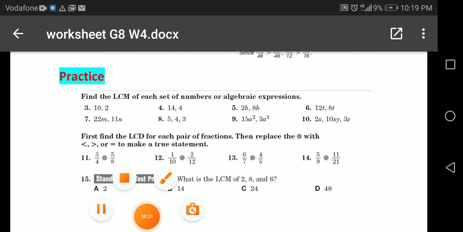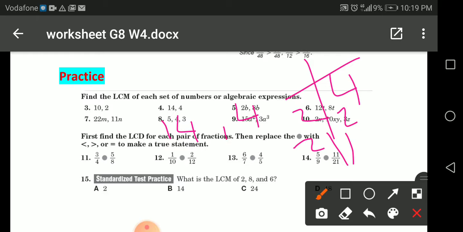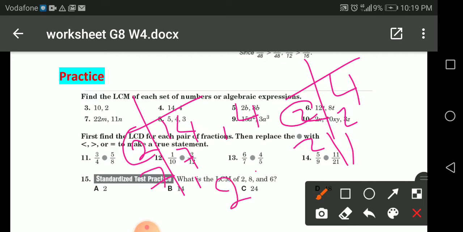What about 14 and 4? 4 is 2, divided by 2 gives me 2, divided by 2 gives me 1. What about 14 divided by 2? 7. Divided by 7, 1. So I have here the repeated 2. I will take the repeated one, and the non-repeated one I will take also, and I will take the 7 too.